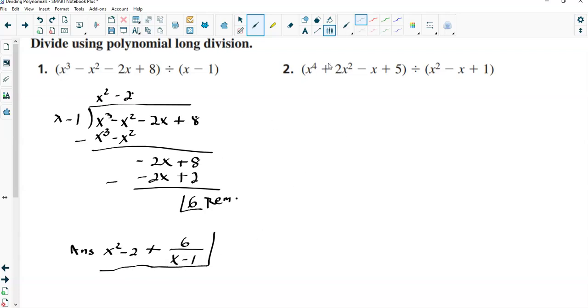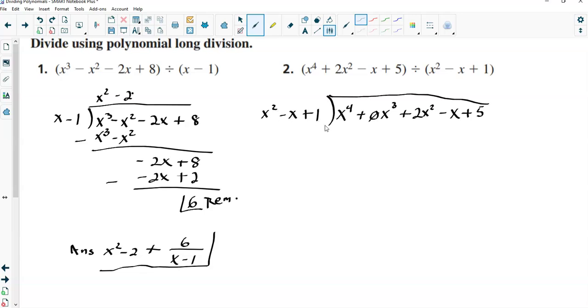Okay, so that's the answer. On the second one, notice 4, 3, you're missing the 3, 2, 1. 5, 2, 1, 0. So this one is good. This one is missing the cubic term. So let's write it. So we have x to the 4th power plus 0x to the 3rd power plus 2x squared minus x plus 5. And you are going to divide it by x squared minus x plus 1. X to the 4th power divided by x squared, that's x squared. When you multiply it, x squared times negative x is negative x cubed. X squared times 1 is just x squared.